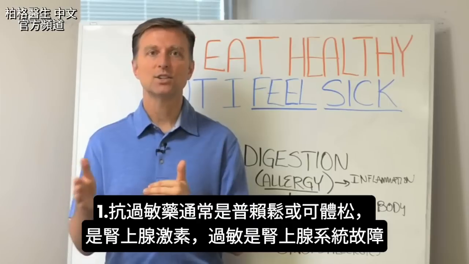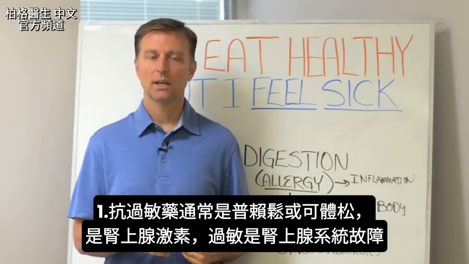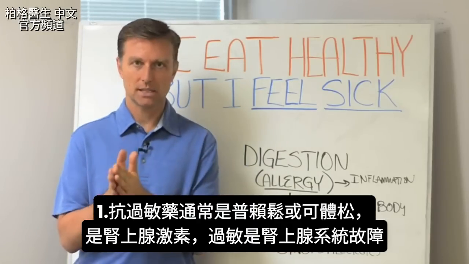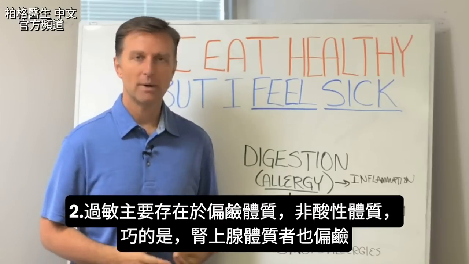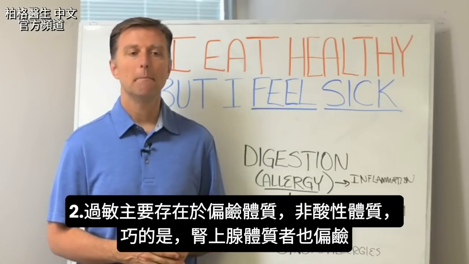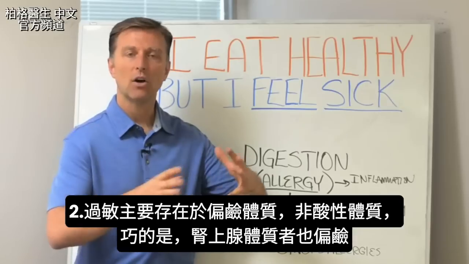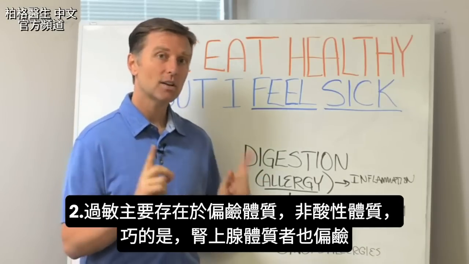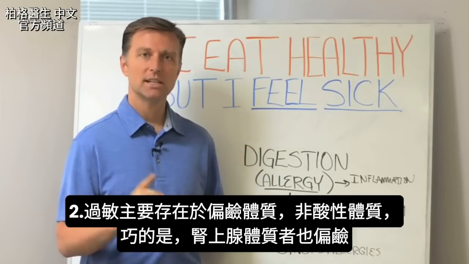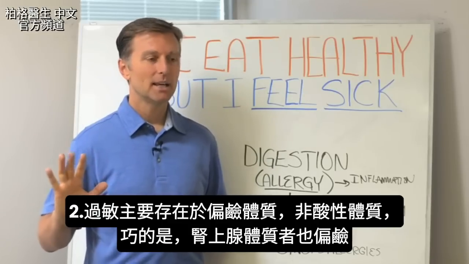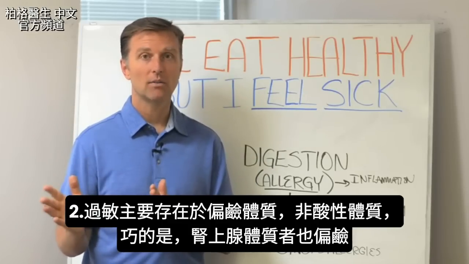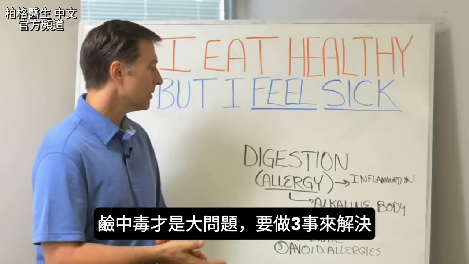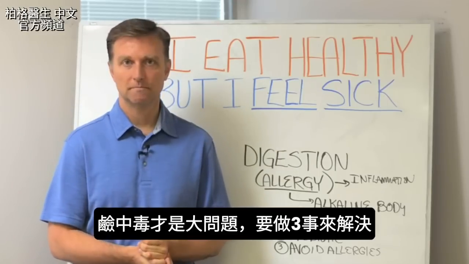And what is that? That's adrenal hormones. Okay, so really, allergies are some failure in the adrenal system. Now, the other thing that we know about allergies is that allergies mainly exist in more of an alkaline body, not an acidic body, but an overly alkaline body. And it's just coincidence that an adrenal body type, they're more alkaline as well. So alkalosis is a real big problem. So there's a couple things you need to do, all right?